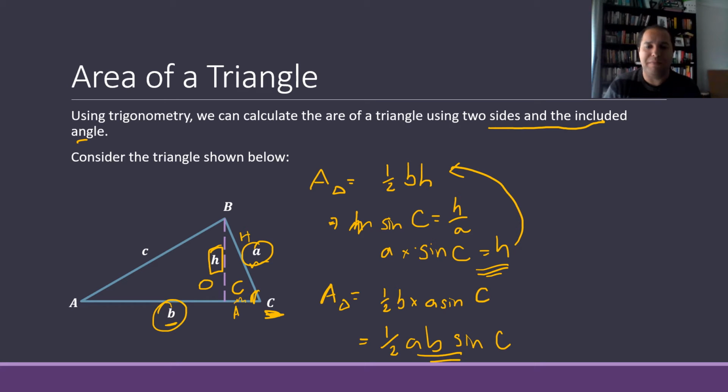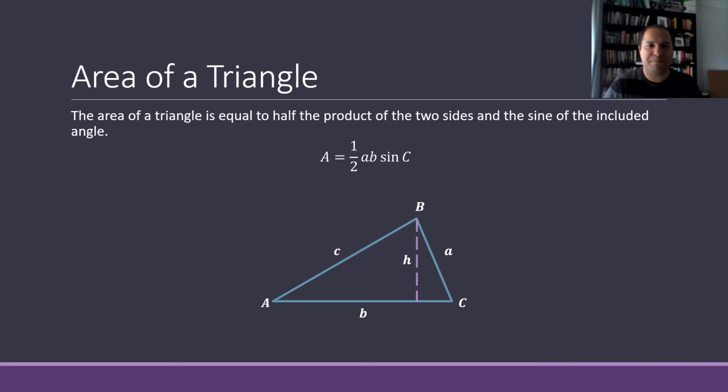And this formula helps us work out the area of a triangle if we know two of the sides and also the included angle. So the area of a triangle is equal to half the product, so half product means multiplication, of the two sides a and b, and the sine of the included angle, sine C. That formula we can use to calculate the area of a triangle.